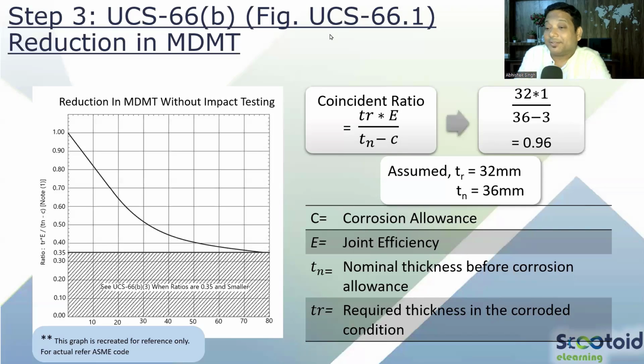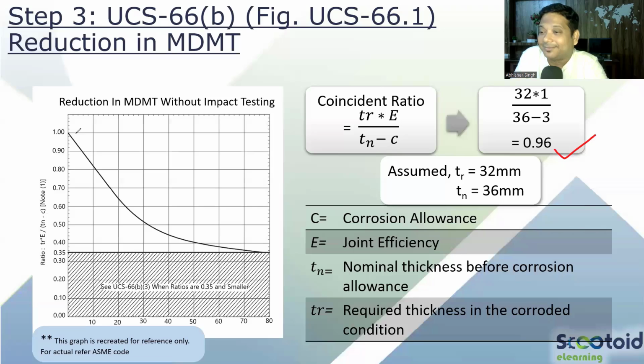Great. So uncorroded, it's TR divided by TN. TR is uncorroded, so 32 mm as the required thickness is always uncorroded, Sridhar. If you remember T required, T design, and T nominal, design thickness is with corrosion allowance, isn't it? Right. So 0.96. Now by using that coincident ratio, can you give me the reduction in MDMT?